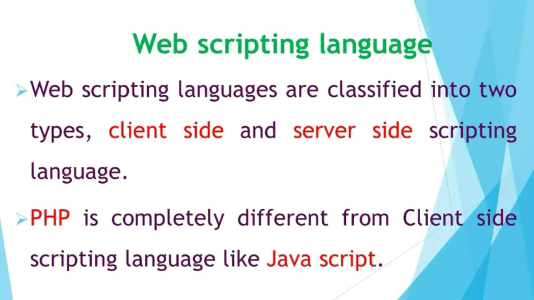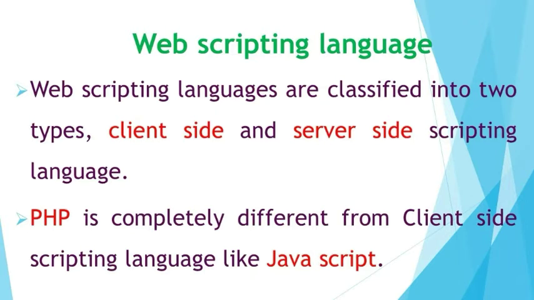So, PHP is completely different from JavaScript because the client-side scripting languages are JavaScript, VBScript, HTML, CSS, Ajax, jQuery. These are the client-side scripting languages. So, you can see their programming code on your computer. But the server-side scripting languages are PHP, ASP.NET, Java, Ruby, Perl and Python. You cannot see these programming codes on your computer. So, server-side scripting languages are completely different from client-side scripting languages.